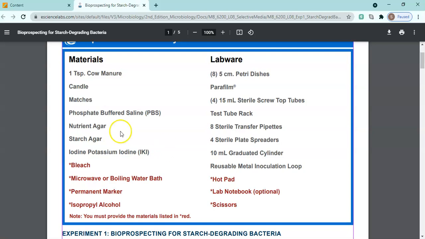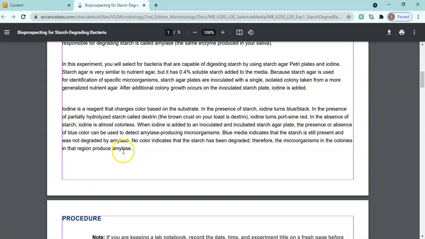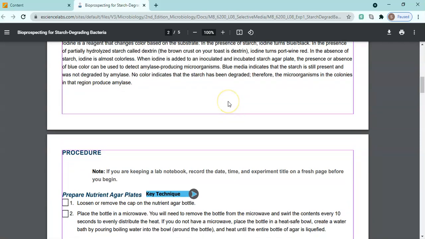We had 2 different agars that were used here. We had our nutrient agar and we also had our starch agar. And as you read through this, again, remember our 0.4% soluble starch is what was in our media. And we used iodine to tell us basically if starch was present and whether amylase was used or not. So anytime the iodine turned blue on the plate, that told us that starch was present, but amylase was not used.